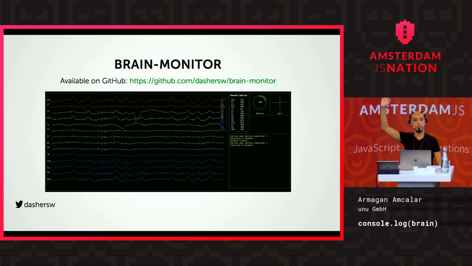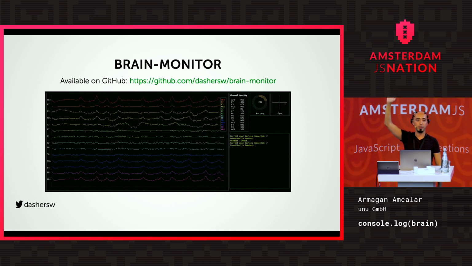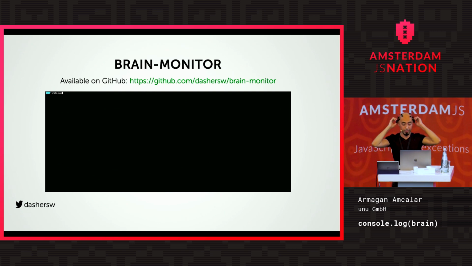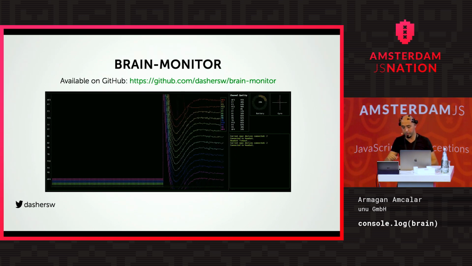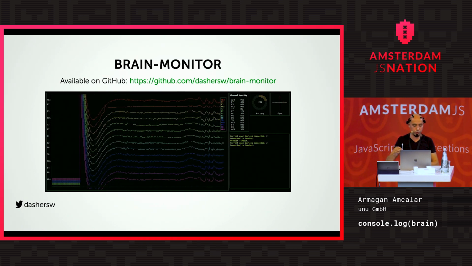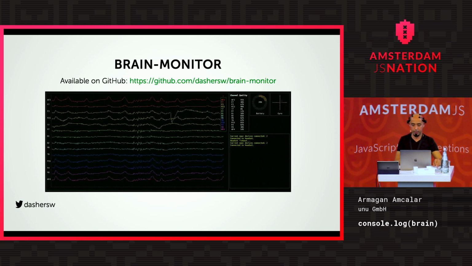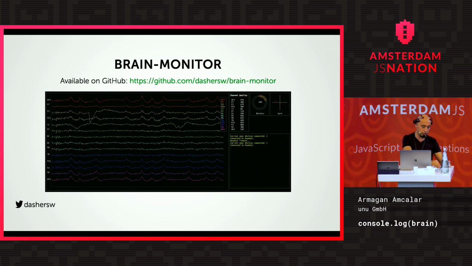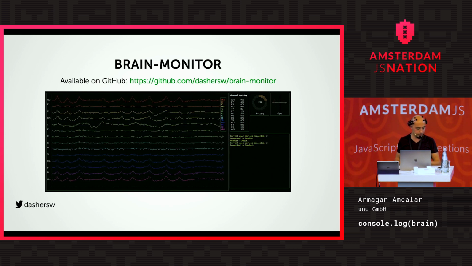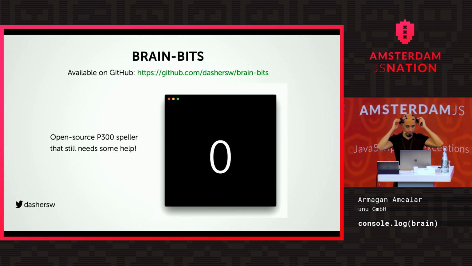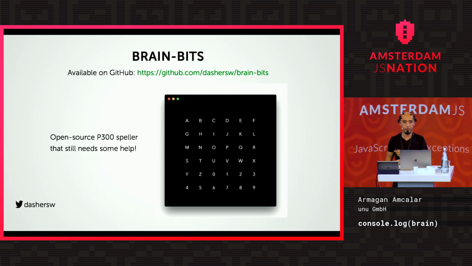Anybody knows what a gyro is? An accelerometer? So it basically tracks the movement of your head. In case your brain signals are not enough, you can make use of the accelerometer sensors and use that to do more signal processing, if you like. And this is a monitor that also shows you that gyro.